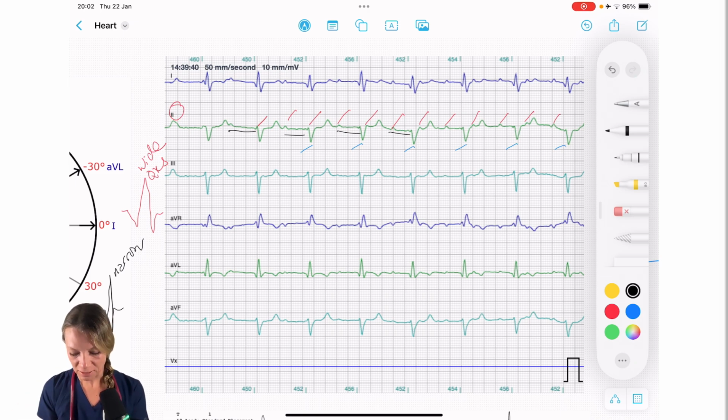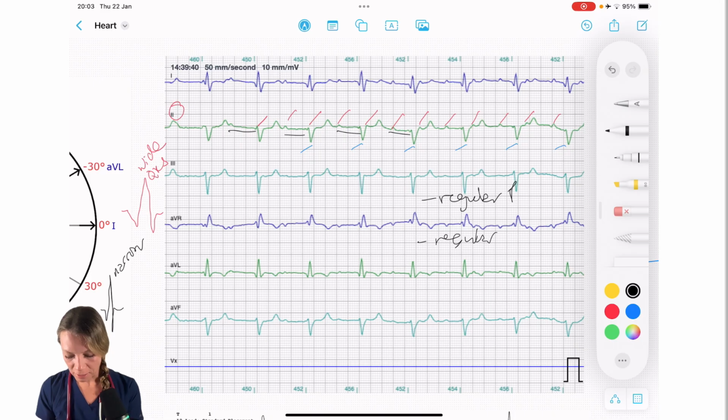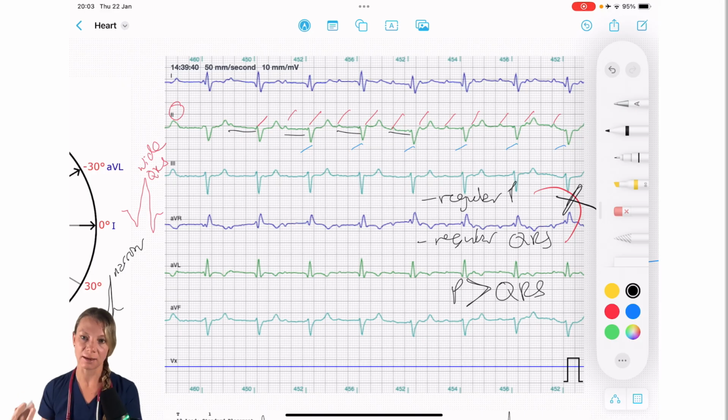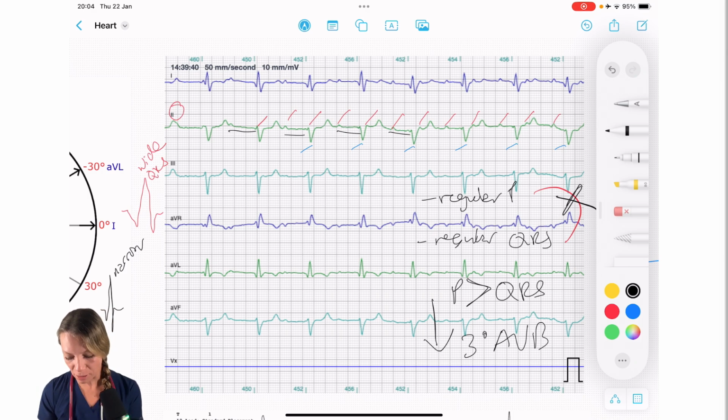Now this pattern, the regular P waves or regular atrial activity, combined with the regular QRS complexes or ventricular activation, with no relationship between the P and QRS complexes, as well as more P waves relative to the QRS complexes, in this patient defines complete atrioventricular dissociation. And now we can name it as complete or third degree AV block.